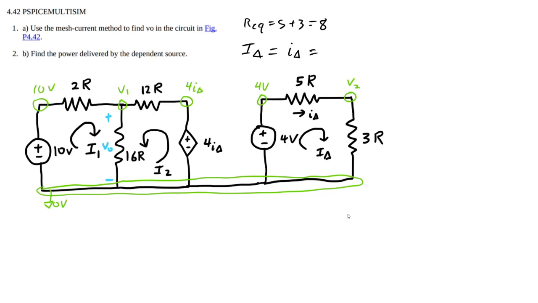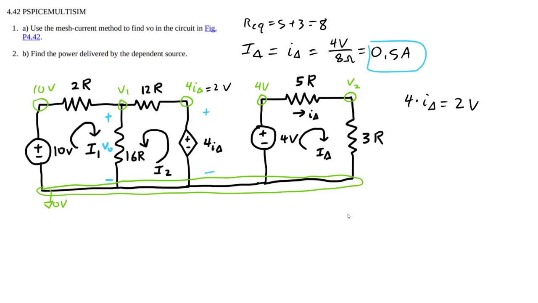So anyway, V equals I times R. So we have 4 volts divided by 8 ohms, or half an amp, 500 milliamps. So right away, that's going to tell us the voltage right here. So 4 times I delta is 2 volts. So up here equals 2 volts.